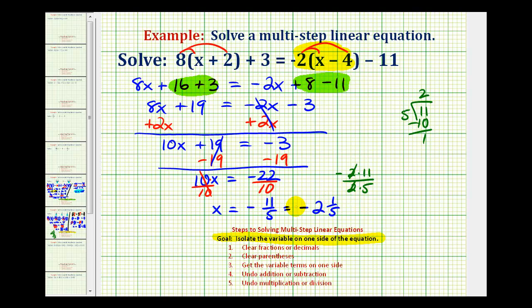So it's quite a bit of work, but this would be the solution to our equation, which means if we went back to the original equation and substituted -11 fifths for x here and here, the left side would be equal to the right side. And you may want to verify that for yourself.